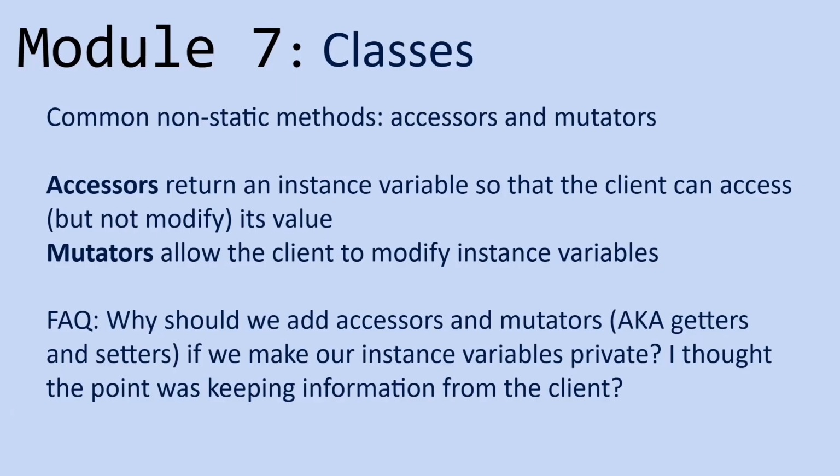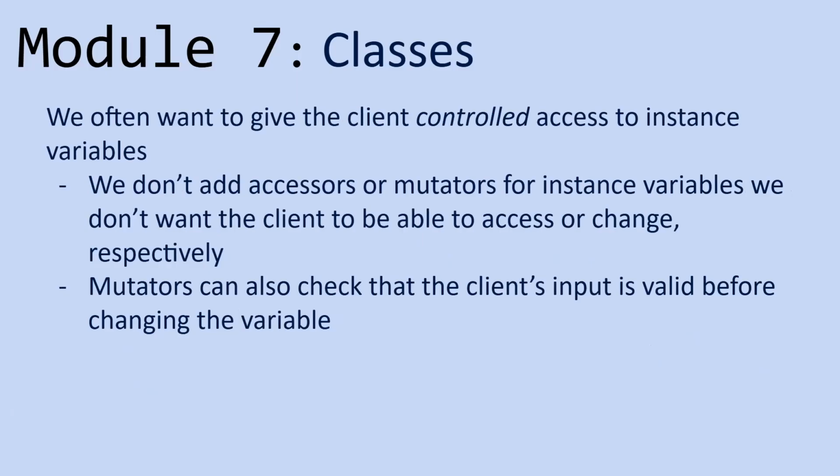And then mutators will allow the client to modify their instance variables. So certain instance variables you will want a client or other class to be able to modify. You might just have certain restrictions around that, which leads into a very frequently asked question. Why should we make accessors and mutators, getters and setters, if we want to make our instance variables private? I thought the whole point was keeping information from the client, which, yes, we do want to keep information from the client, but we do want to give them limited access, hence encapsulation. So, limited or controlled access is what we want clients to have to instance variables.